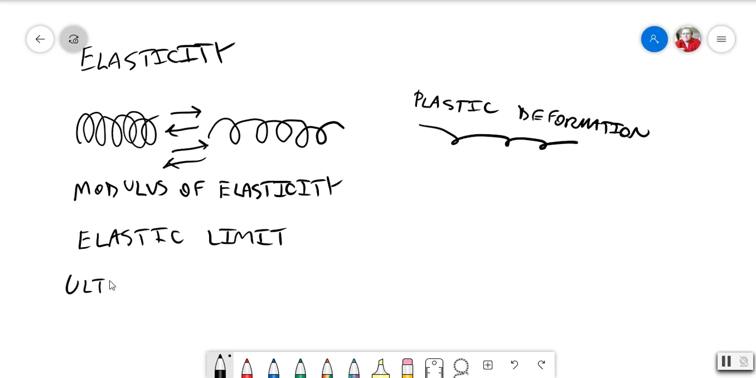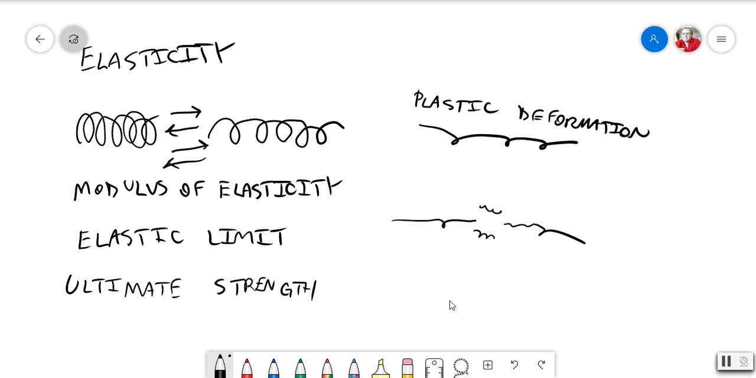Then we talked about ultimate strength, which means how far can it go before it breaks. You pull the slinky to a certain point, and it just comes apart, it breaks. So you could say there are three different things that happen to the slinky. For lighter forces, it stretches out. For too strong a force, it stretches and becomes permanently lengthened. And for a high enough force, it breaks.